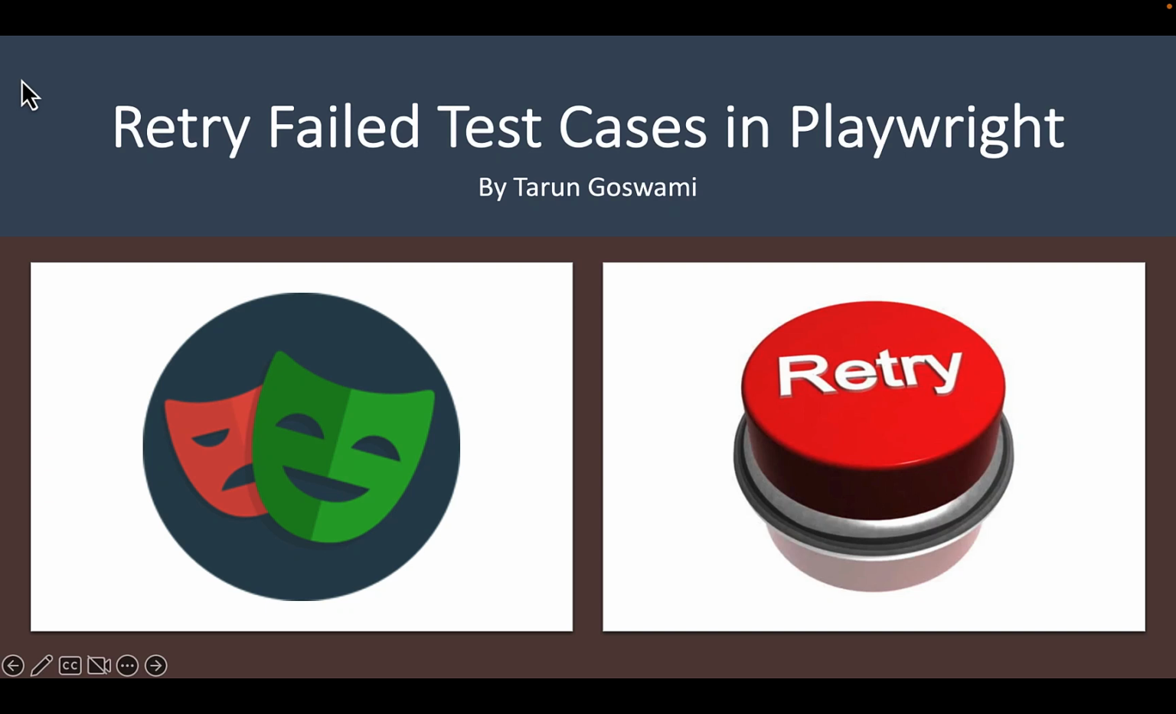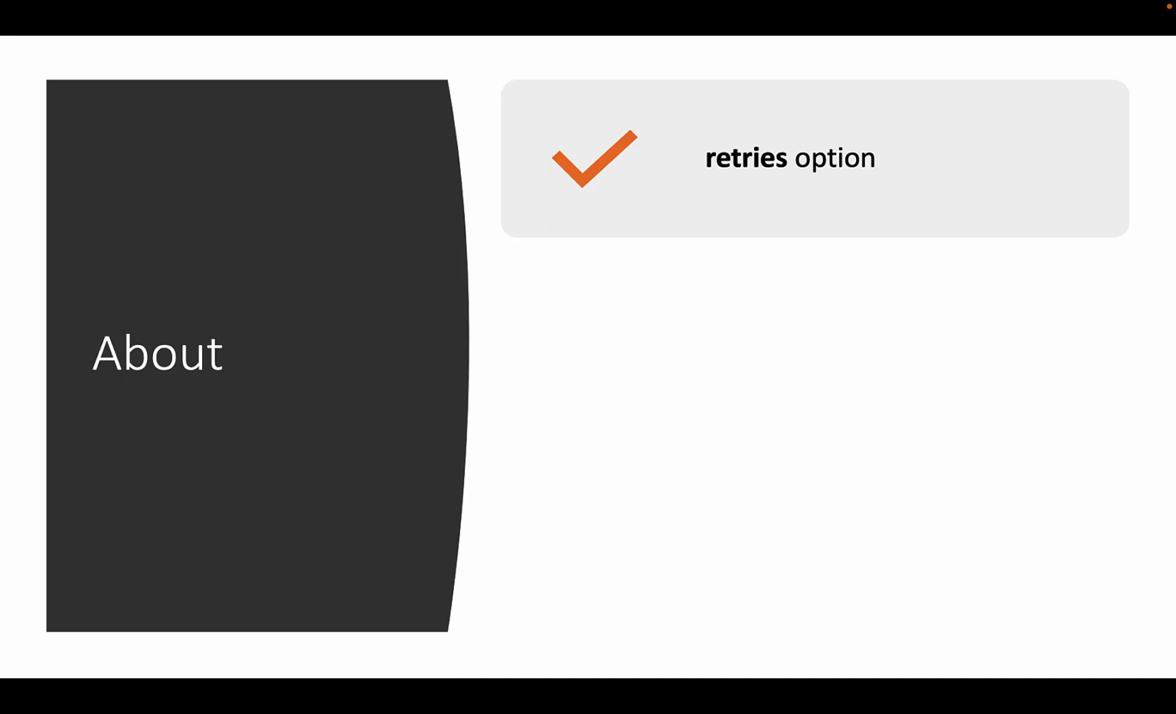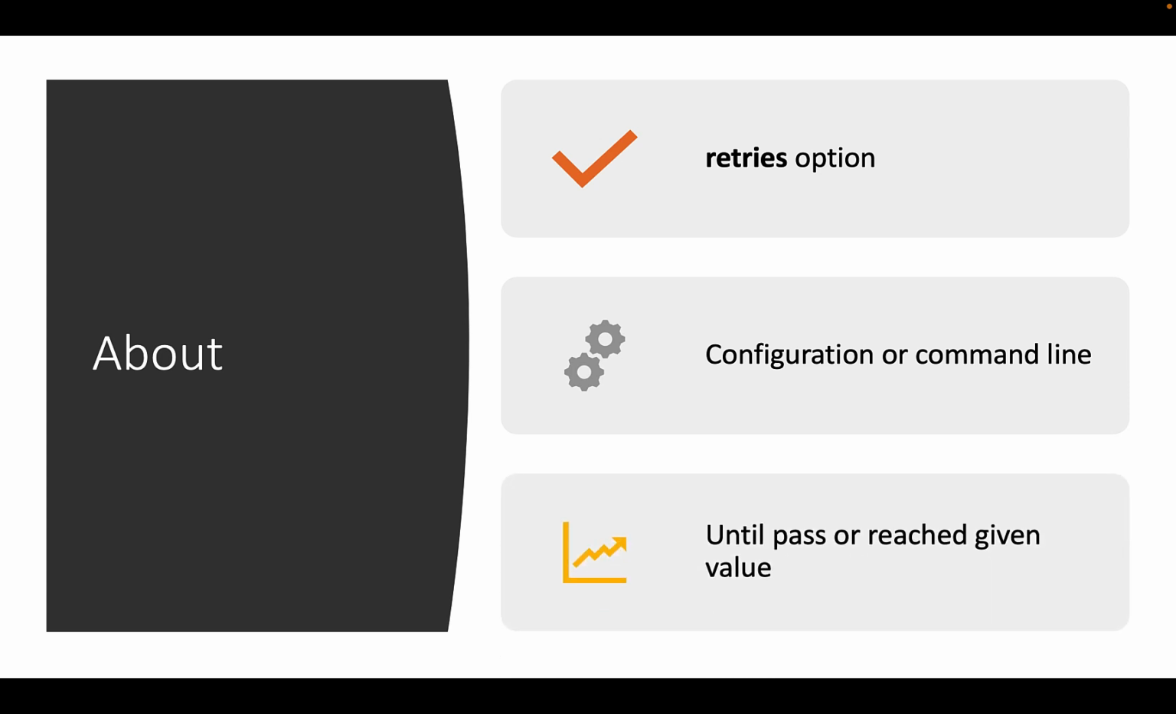Hello everyone, our today's topic is how to retry for failed test cases in Playwright. Playwright Test supports the test retries option, which you can enable using the Playwright configuration file or the command line. When enabled, failing tests will be retried multiple times until they pass or until the value given for the retries option is reached.